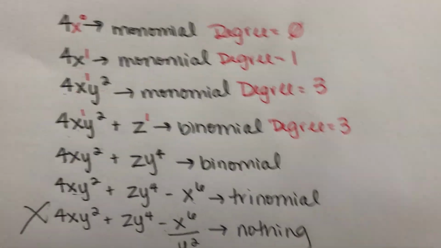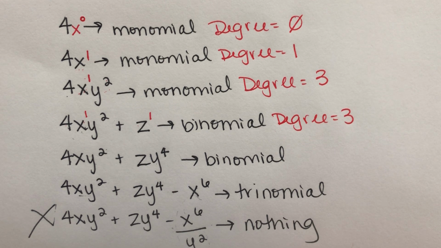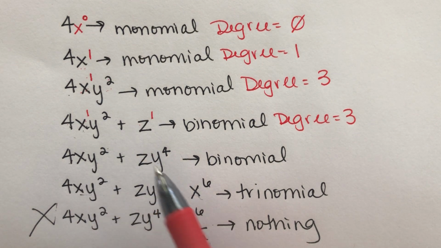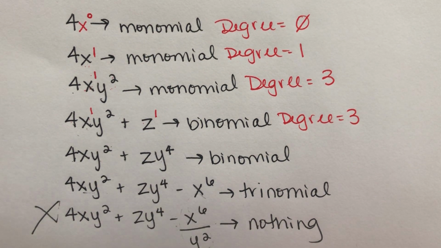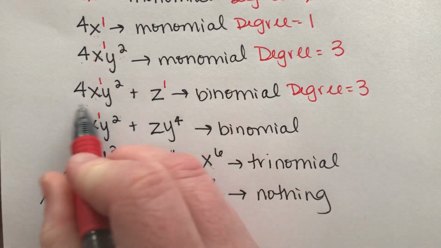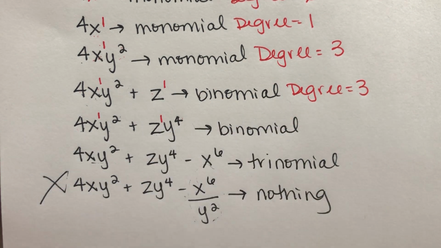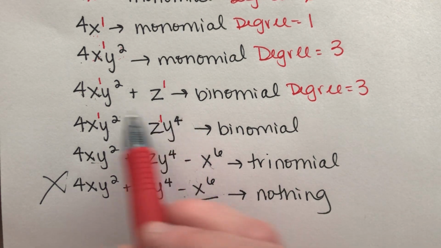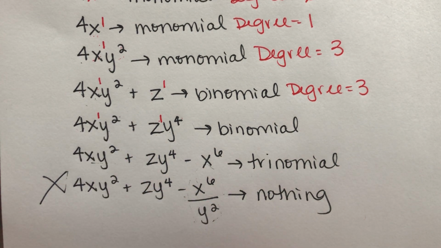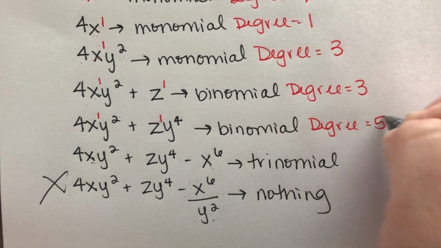So anytime you're finding the degree of a polynomial, you have to find the degree of each term by just adding together the exponents of the variables in each term. And if there's more than one term, you just find the degree of each term and pick the biggest one. Okay, here we have 4xy squared. We know the degree of this is 3. It hasn't changed. And then we have zy to the 4th. So the z has an exponent of 1. 1 plus 4 is 5. So now this degree is 5, this degree is 3. Which one's bigger? 5, yeah. So the degree of this whole thing is 5.